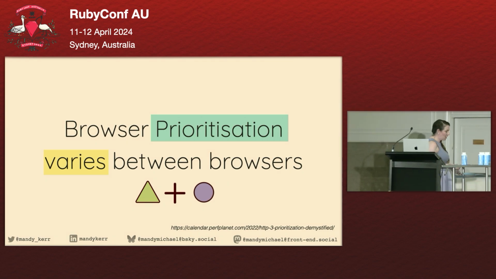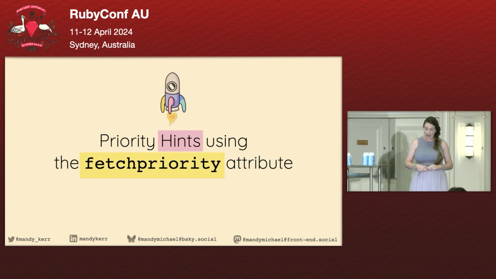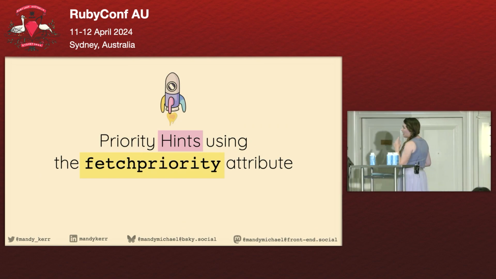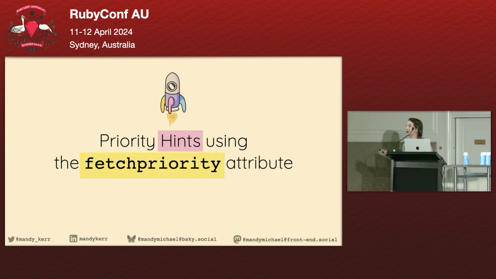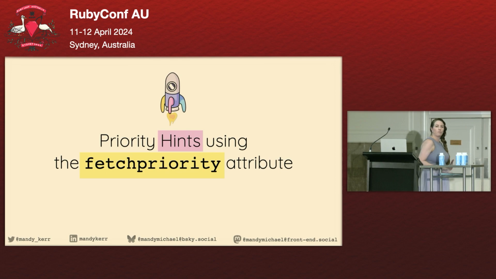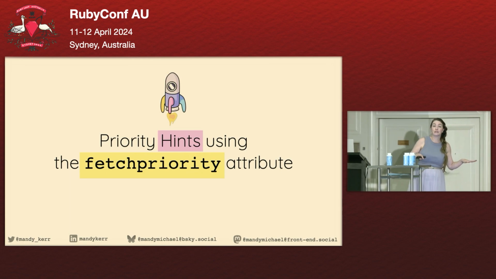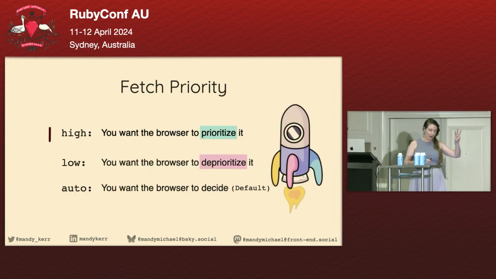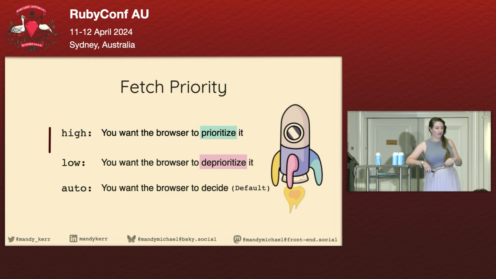So what can HTML do for this? They introduced priority hints, specifically the fetch priority attribute. Fetch priority allows you to specify the priority of resource types like CSS, fonts, scripts, and images. What it does is allow us to change that default priority from the browser, and it also gives us the opportunity to try and make things a bit more consistent across browsers. It has 3 options: high, prioritize; low, deprioritize; and auto, which is browser do whatever you want. That is the default option.